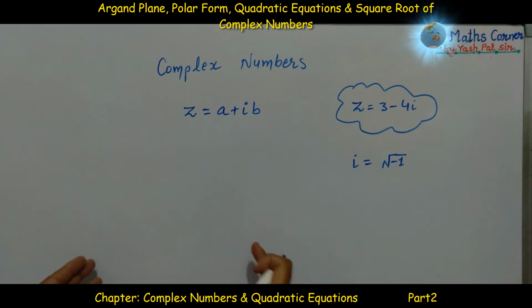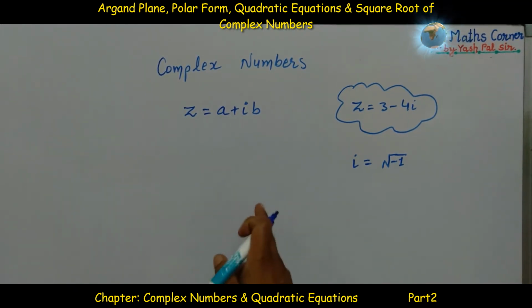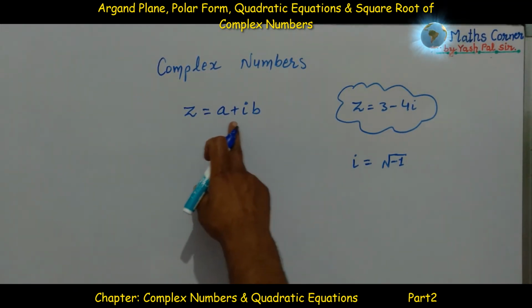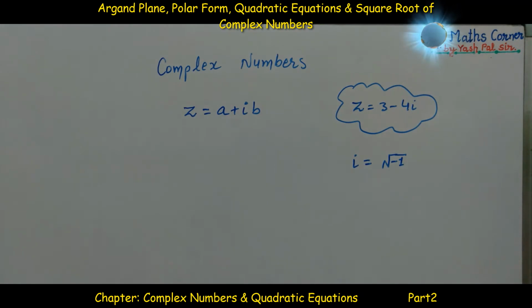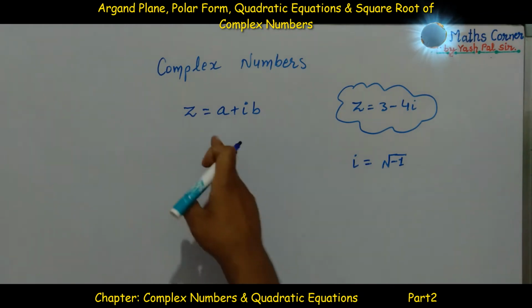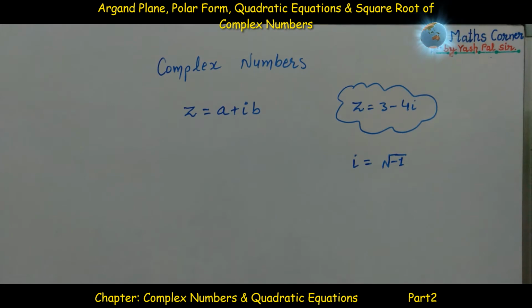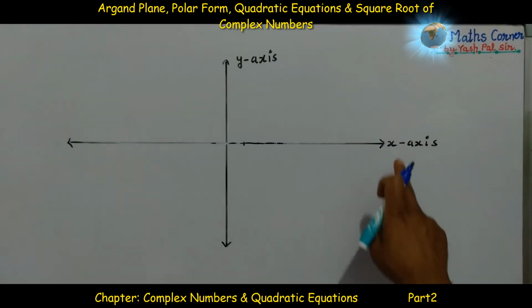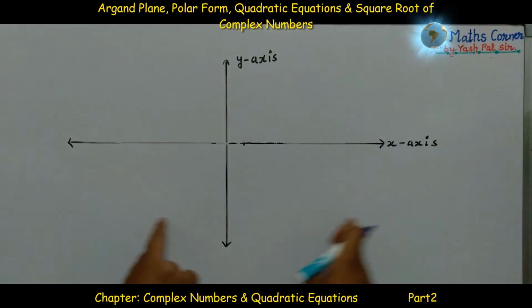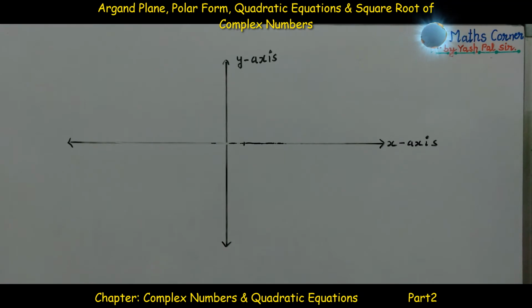Today we shall learn how to represent and describe complex numbers geometrically. What is the geometrical meaning of complex numbers? Before that, let us have the xy plane, with the x-axis and y-axis. This is called the coordinate system, the coordinate plane of the x-axis and y-axis.